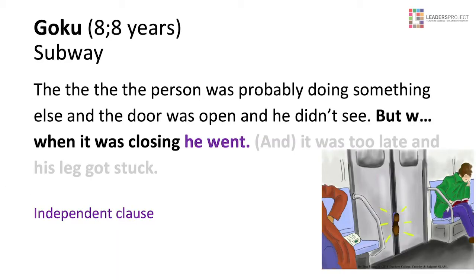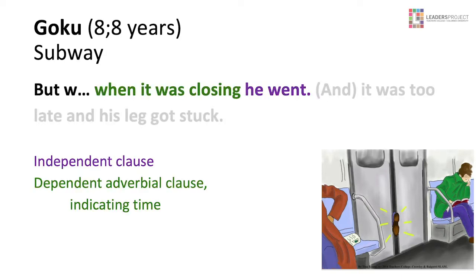Here that sentence is. So the first one is just for context. He went is your independent clause. When it was closing, he went.